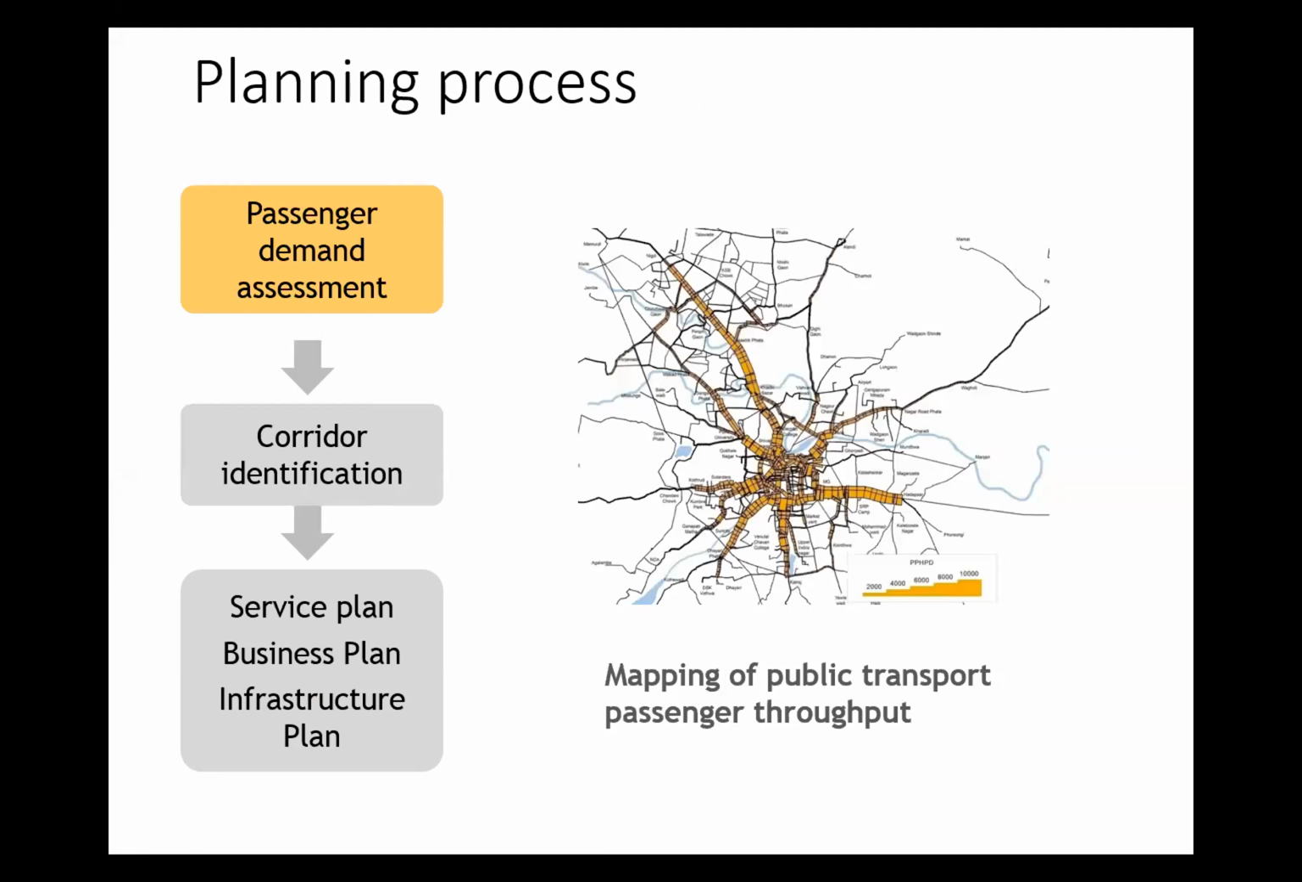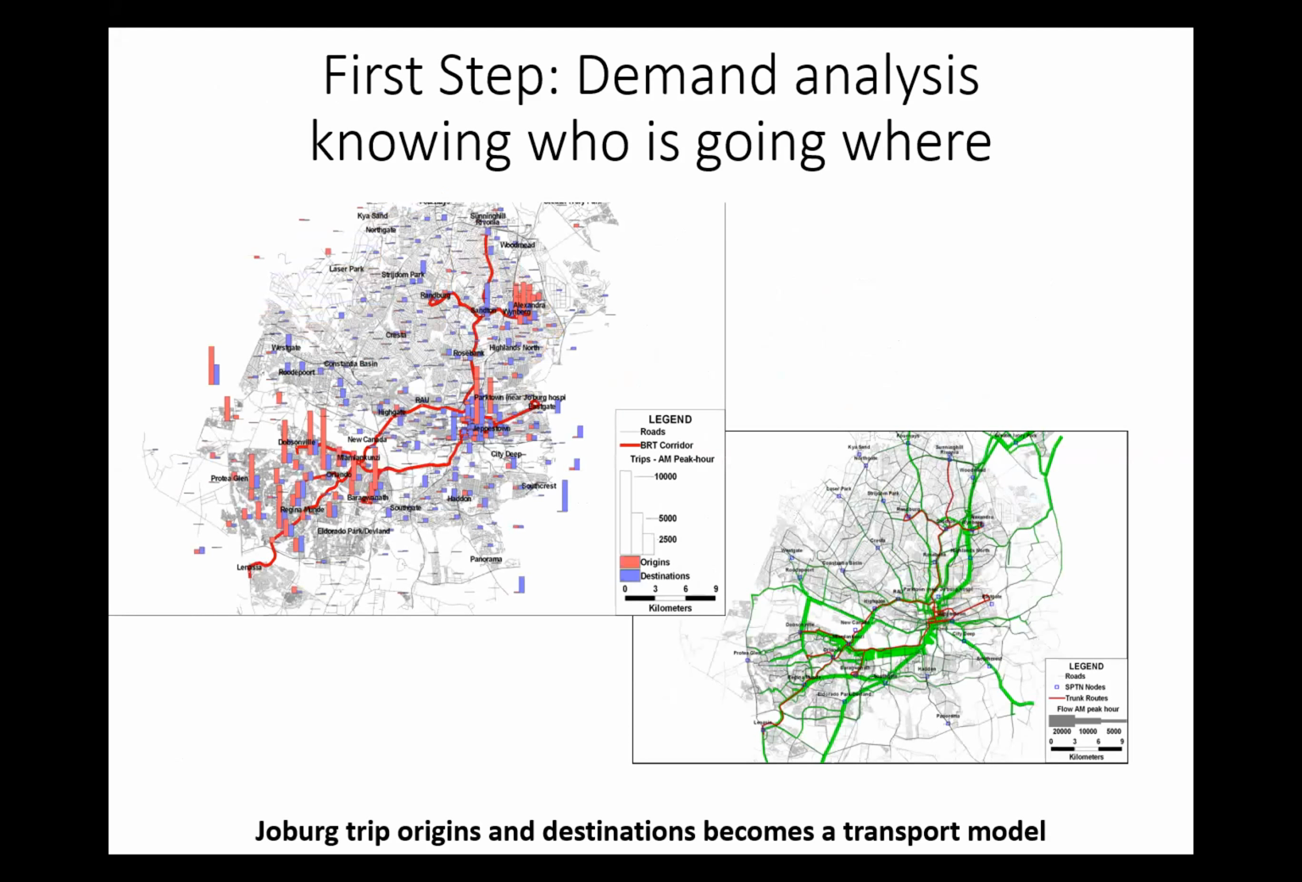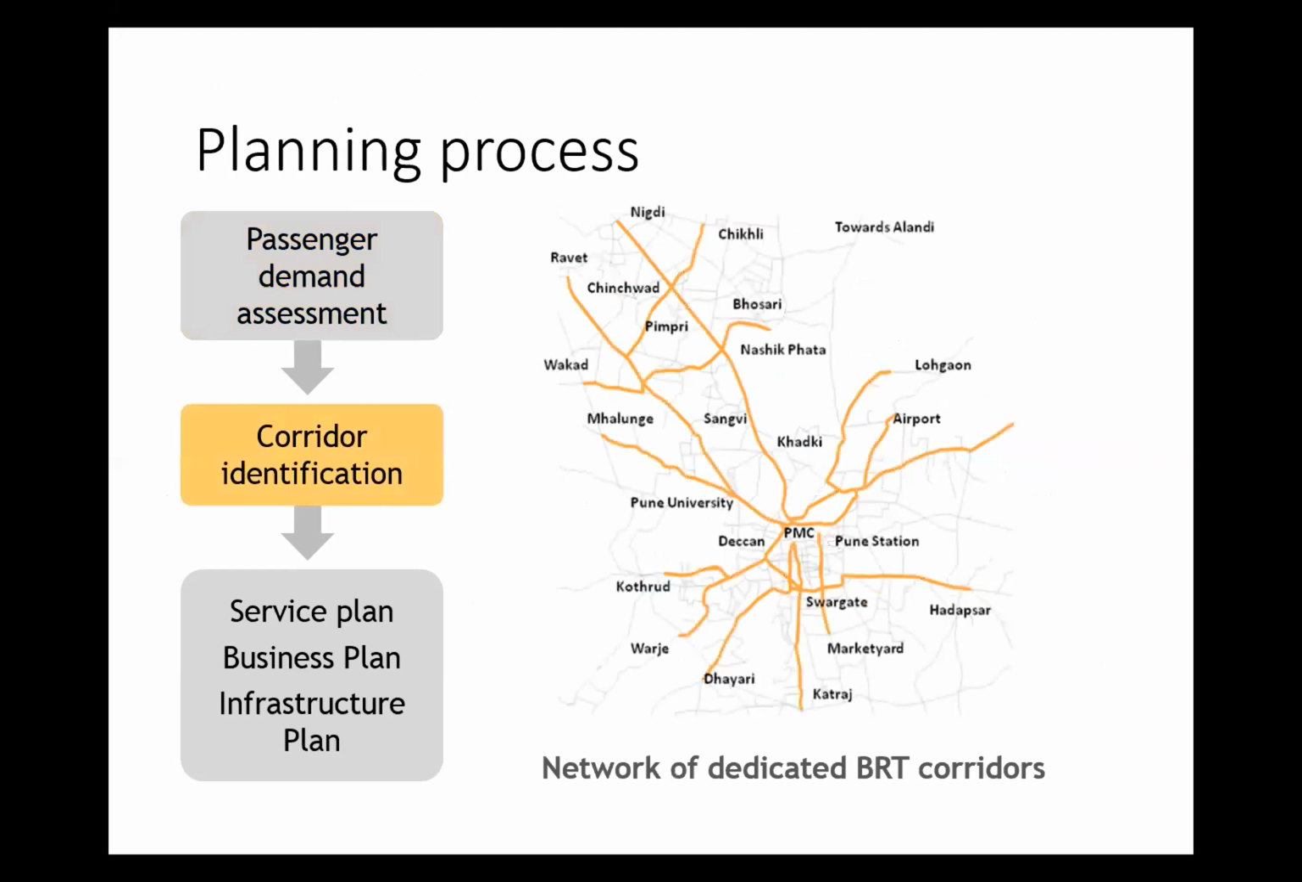So you first start with passenger demand assessments. You start mapping the existing public transport, trying to find out who's going where. This is in Johannesburg, looking at origins and destinations, and then mapping the actual demand. Using this becomes part of their transport model, their transit model. From there, you take that information and you identify which corridor you want to do BRT on.